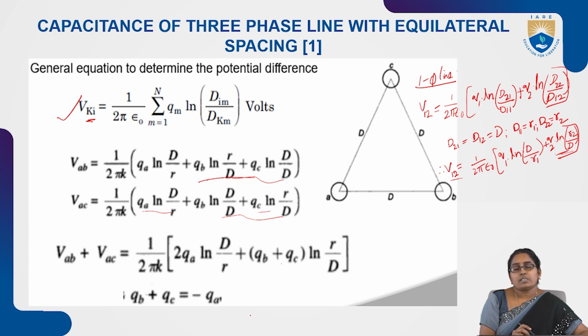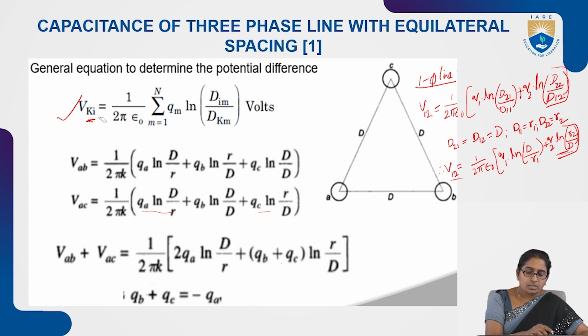Now, for a balanced three-phase line, the total current is equal to 0, that means the sum of the three-phase currents is equal to 0. That means I1 plus I2 plus I3 is equal to 0. Here we have taken the phases as A, B, C, so IA plus IB plus IC is equal to 0. If we write in terms of charges, QA plus QB plus QC is equal to 0. That means QB plus QC is equal to minus QA.